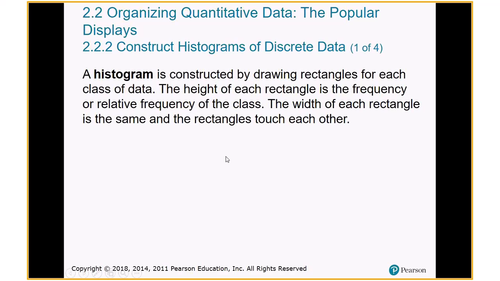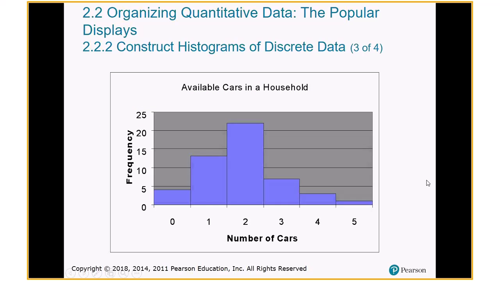Make sure you write down histogram and make sure you draw a picture. There it is. Put it beside the bar chart. If you can figure it out, you can share it to the rest of the class. But I have no idea what the difference is besides they're touching each other.